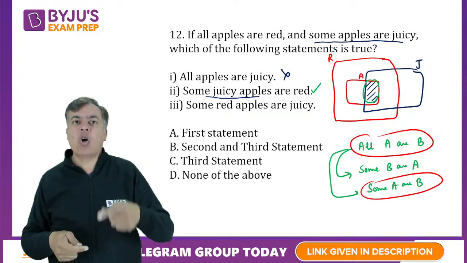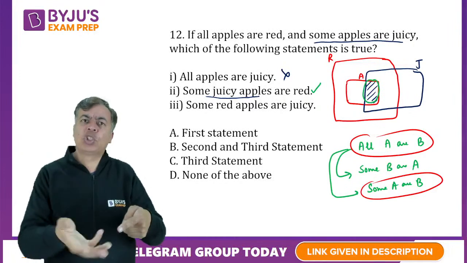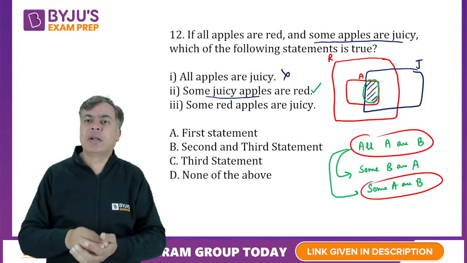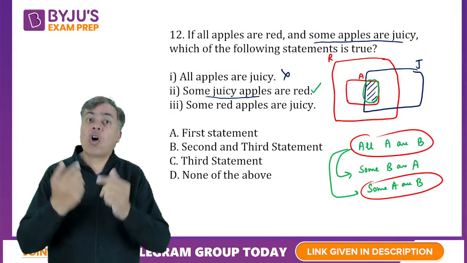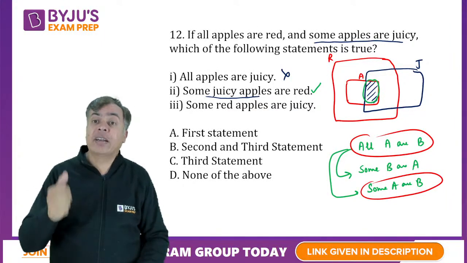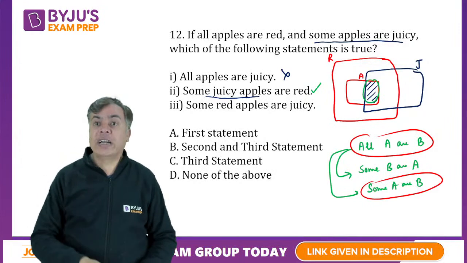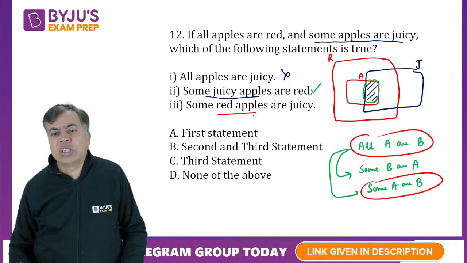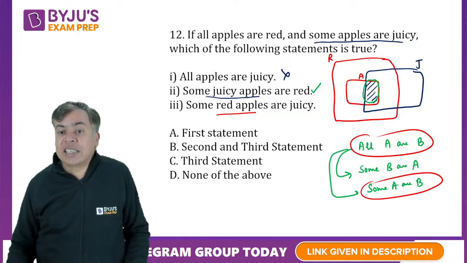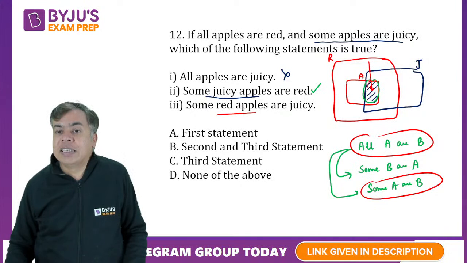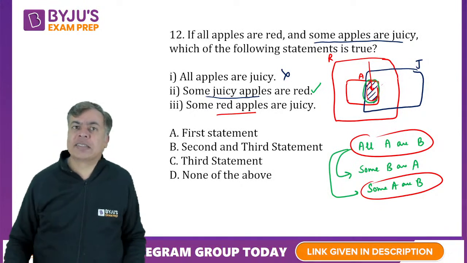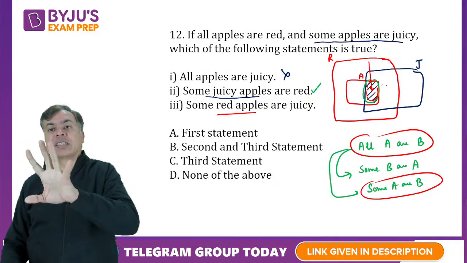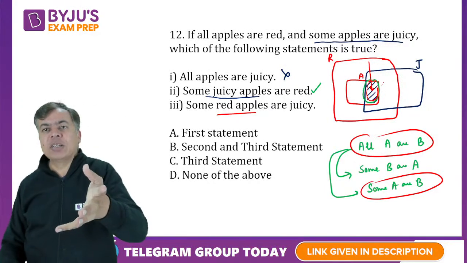If you say that all juicy apples are red, then some juicy apples are also red. You talk about some of the juicy apples, that are also red. So what is wrong in that? That is a correct conclusion, so don't get it wrong. And some red apples are juicy, that is also correct, because some red apples are juicy. Even if one red apple is juicy, it is correct. Even if all red apples are juicy, it is correct.